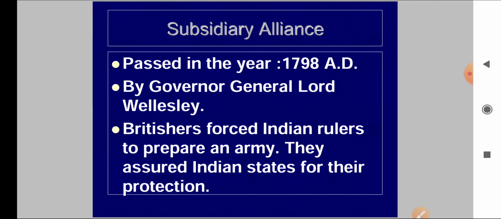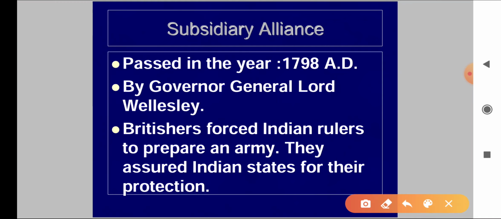Now I'm coming to the subsidiary alliance. When the Britishers were extending their empire in different areas, Lord Wellesley, who was the Governor General of India at that time, passed one agreement, the subsidiary alliance term, by which Indian rulers were not allowed to have their independent armed forces. They were to be protected by the company, and they were forced to prepare an army for the Britishers.